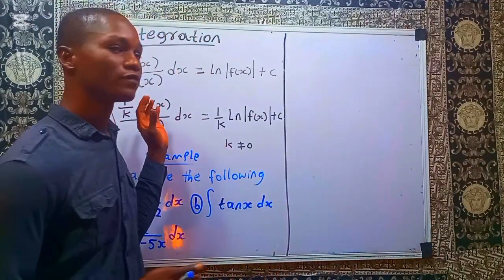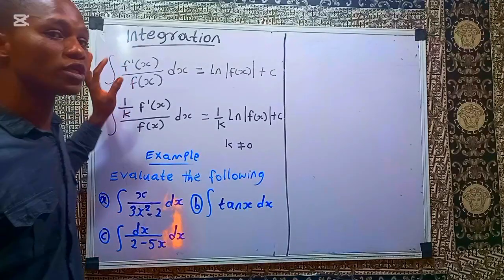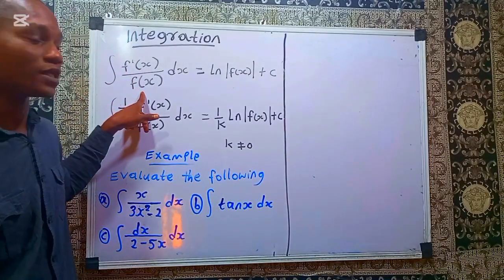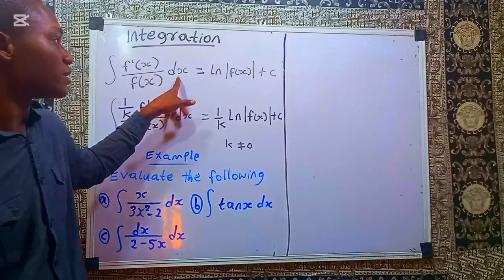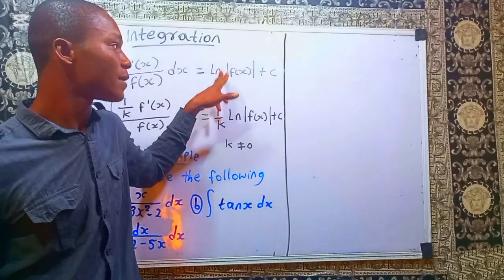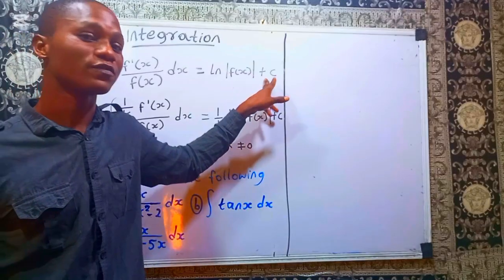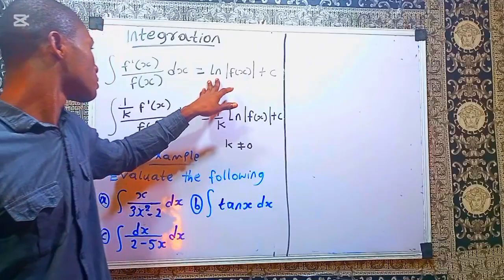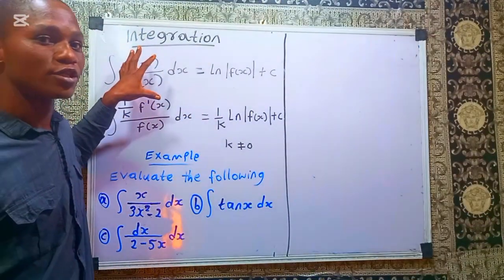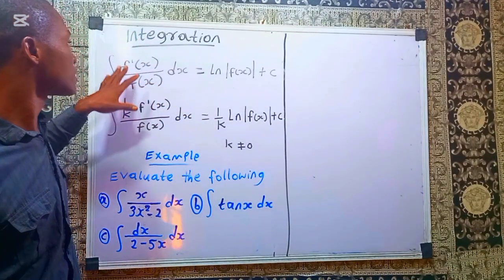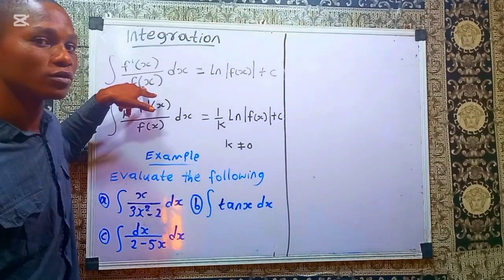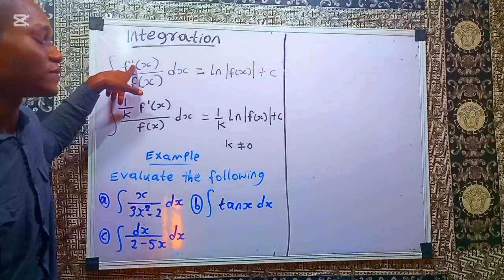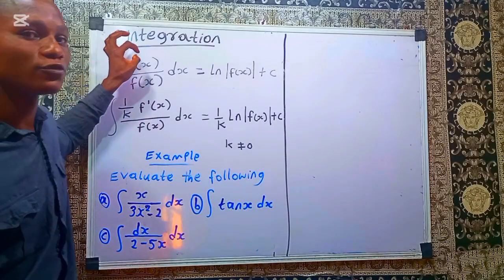So we have a function of the form: you want to integrate the integral of f prime of x divided by f of x with respect to x. Then the result will be the ln of the absolute value of f of x plus the constant of integration c. Of course, you know that ln is the natural logarithm. What this is saying is that you have a function to integrate, and you notice that the derivative of the denominator will give you the numerator.